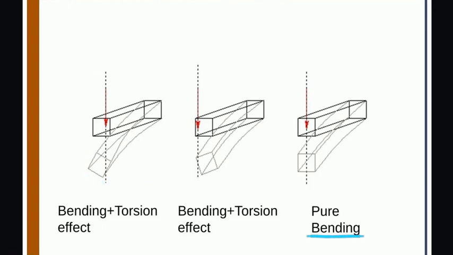Our objective is this state on the right, pure bending. We need the point where a load causes straight downward flexion with zero rotation.